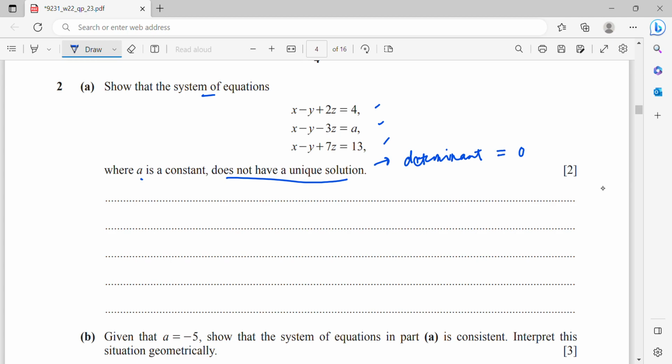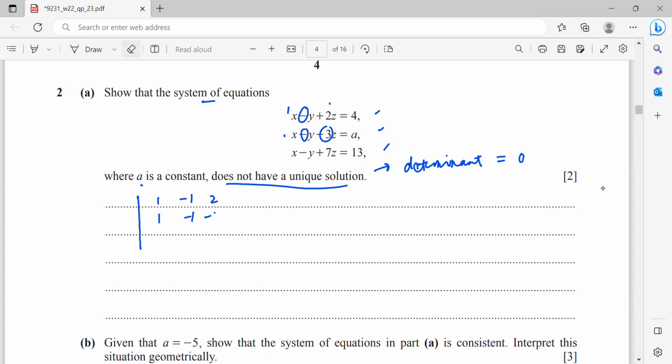For the determinant of the matrix, I will rewrite the matrix. The coefficients of the variables: for the first equation, 1, minus 1, 2. For the second equation, 1, minus 1, and minus 3. For the third row, 1, minus 1, and 7. This is minus 3. Now you need to show it has a determinant of 0.